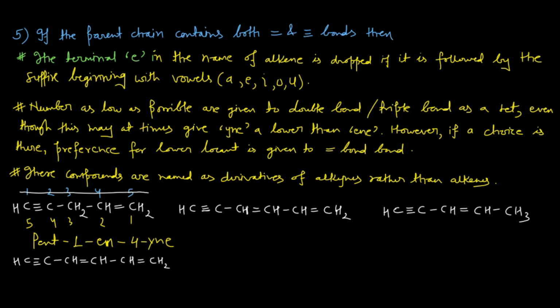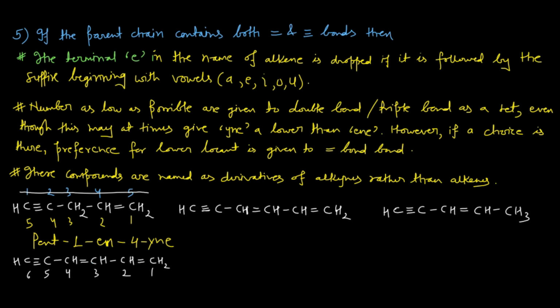So I have written this example twice, right? Not twice, this is something different. This is a different example. So how can I number this one? Now suppose I follow this pattern: 1, 2, 3, 4, 5, 6. If I follow this pattern of numbering from right to left, then at position number 1, position number 3, and position number 5 you have the multiple bonds. So what is it coming to? 1, 3 and 5.